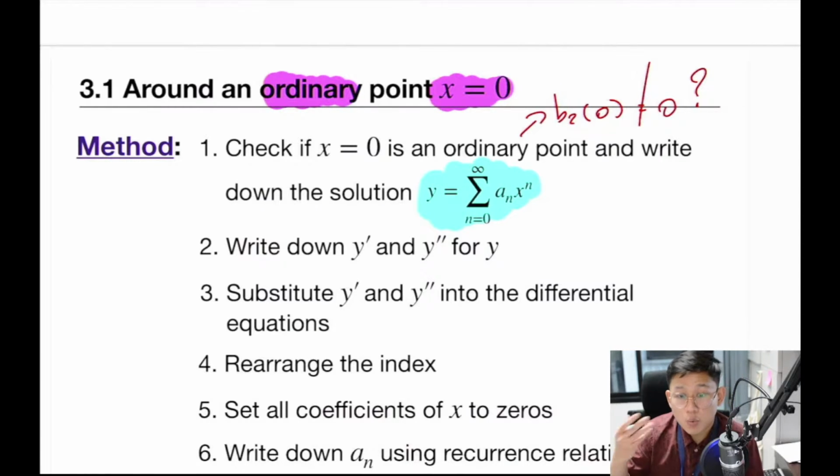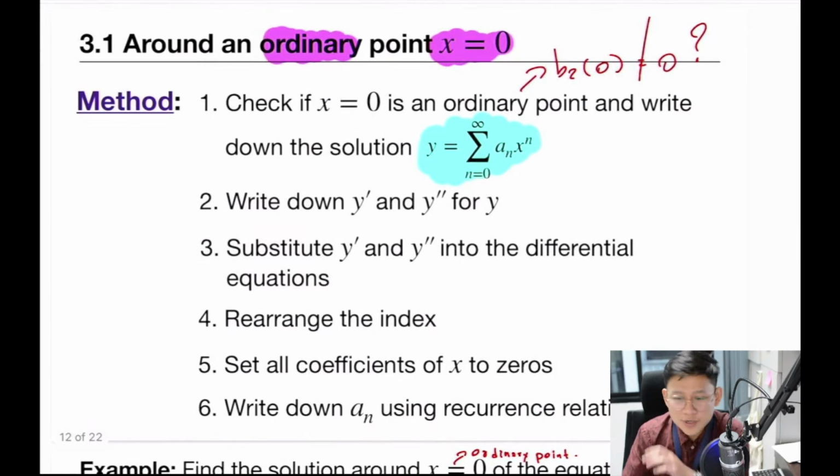Write down the solution like that. Then you find y prime and y double prime, just as we have just done. We substitute y prime and y double prime into the differential equation, and then we rearrange the exponents and the indices. Then we set all the coefficients of x to zero. And then usually we get a0 and a1, which are any constants, and then a2, a3, a4, a5, a6, a7, you can write them down in terms of a0 and a1 using the recurrence relation.